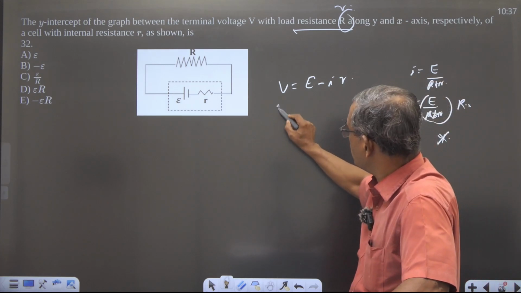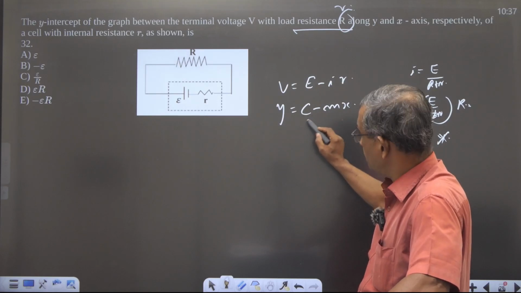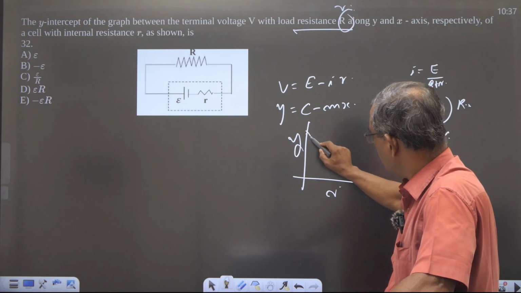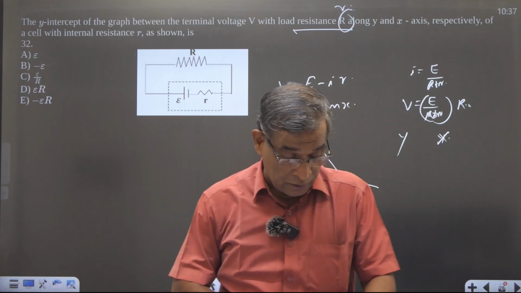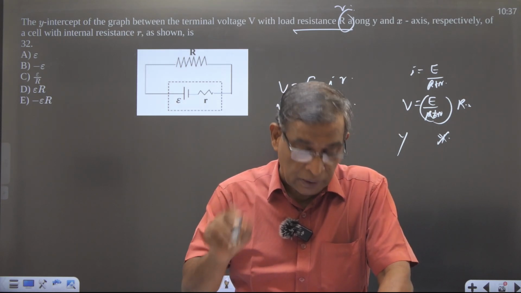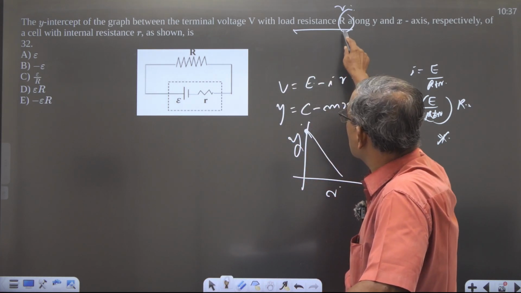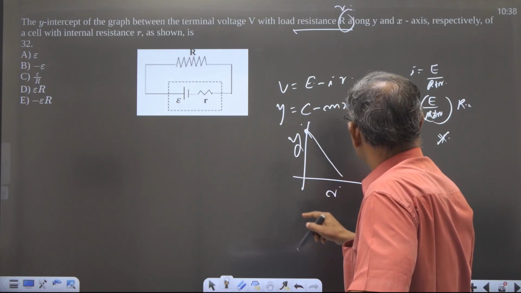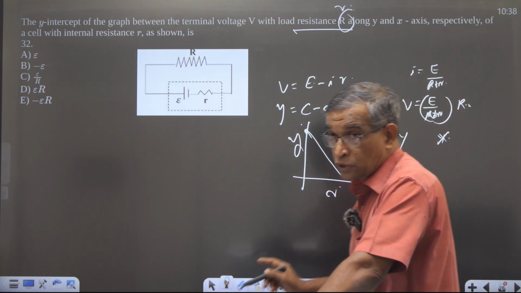What is the graph? From this equation we know that y is equal to c minus mx. Definitely this graph is a straight line, and the y-intercept is equal to EMF. The slope is negative, so the graph goes like this. The question asks for the y-intercept of the graph, which is equal to EMF of the cell. The question needs to be corrected: it is not capital R, the graph is between small r. Then the y-intercept is EMF, not the load resistance. It's okay.